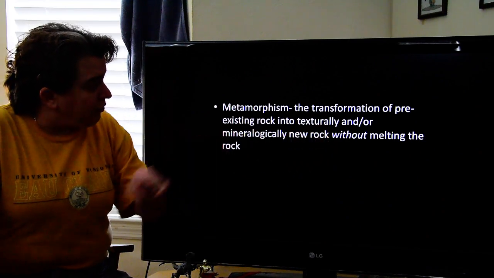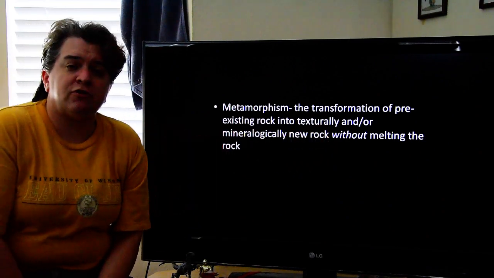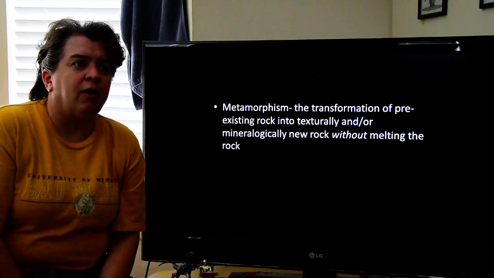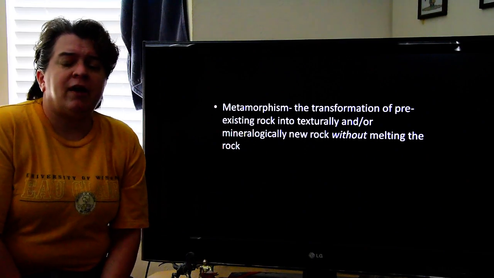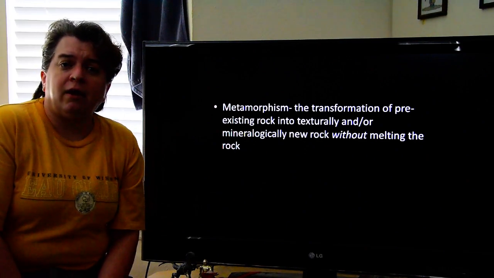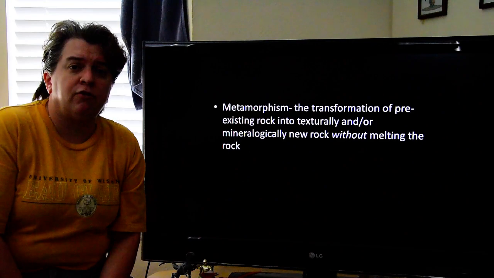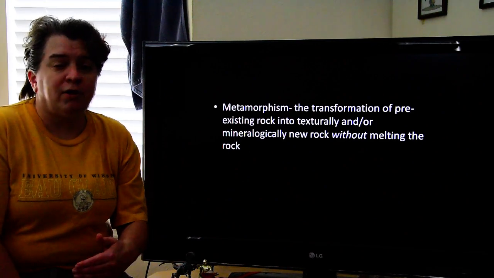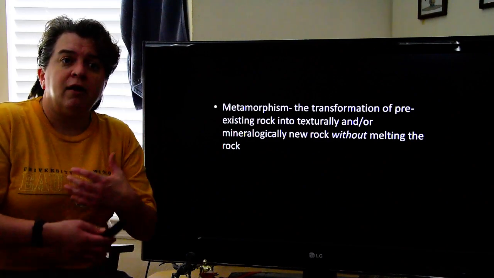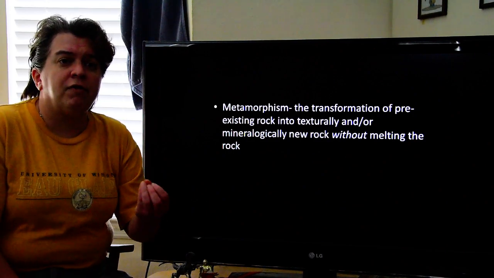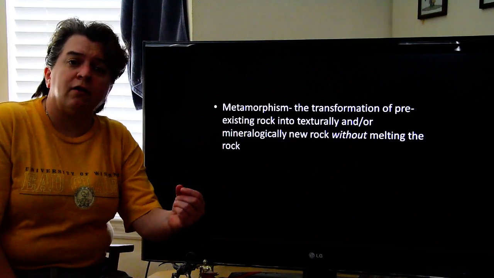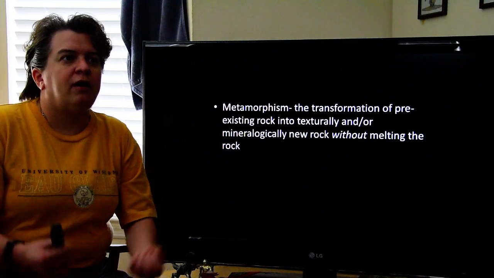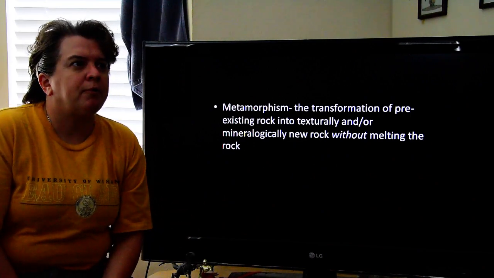Now, texturally new rock, remember, texture is the size and the shape and the arrangement of the minerals inside the rock. And so, for example, you could have a limestone that ends up getting metamorphosed and turned into a marble. Limestone is made out of calcite. Marble is made out of calcite. So the minerals are the same. What is the difference? Well, the small calcite crystals of the limestone grow into bigger crystals in the marble.